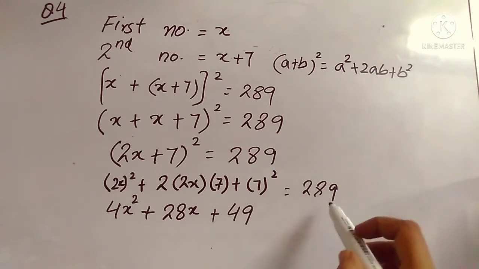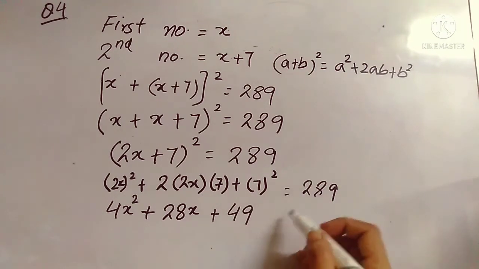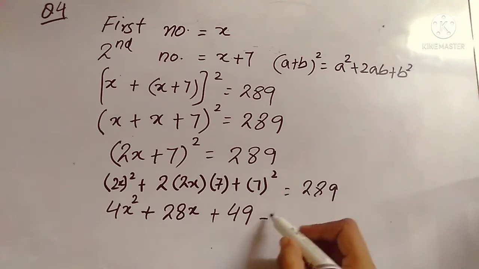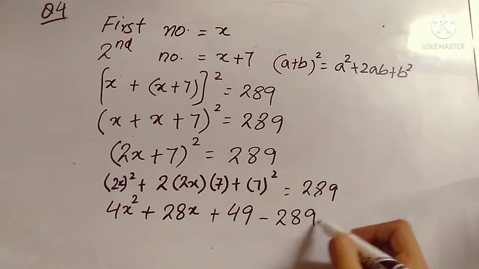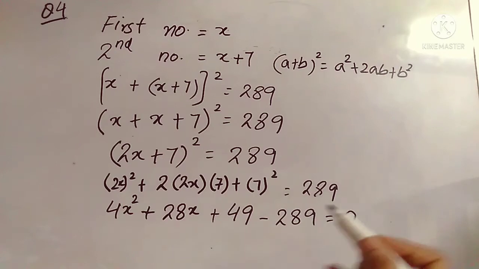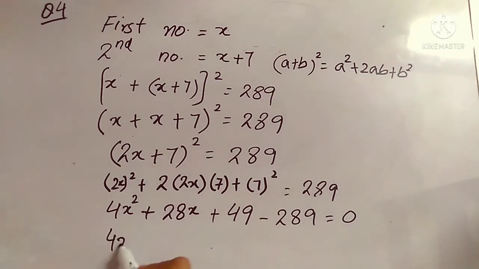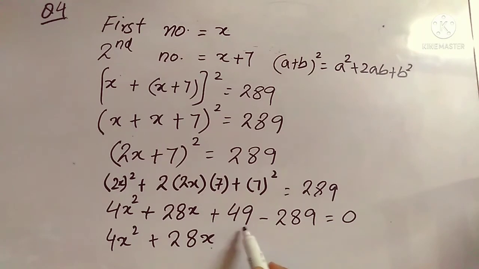As you can see that this 289 is adding over here, it will come to this side, it will be subtracted, and here just 0 is left on the right hand side. Now 4x square plus 28x plus 49 minus 289. Plus minus is minus. So it means that you will subtract 49 from 289. When you subtract 49 from 289, you will get 240. You have to write down the sign of the bigger number, so you will write minus sign.